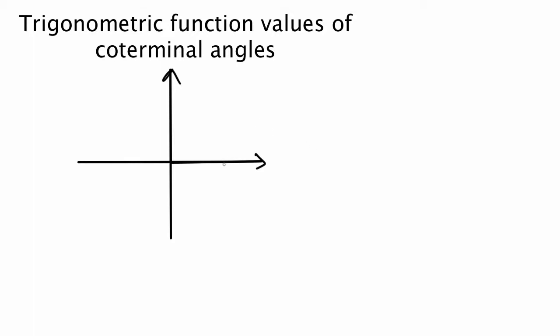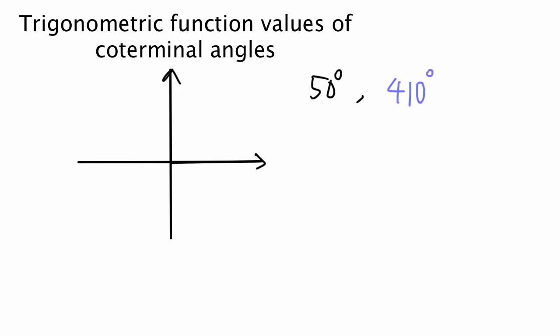Okay, in this video, I'm going to explain trigonometric function values of coterminal angles. So let's review the concept of coterminal angles. Two angles are called coterminal if they share the same terminal side. For instance, let's think about two angles, say 50 degrees and 410 degrees.